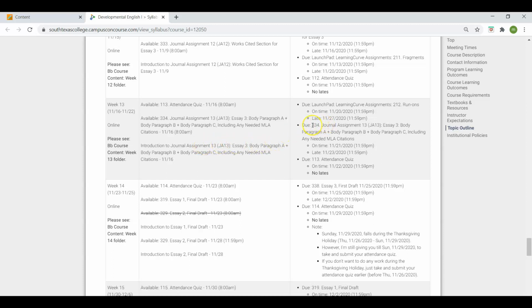The assignment is due this week by the 21st, and that I think is a Saturday. And it can be turned in late up until Monday the 23rd. And of course, the time is always 11:59 p.m. for those submissions.